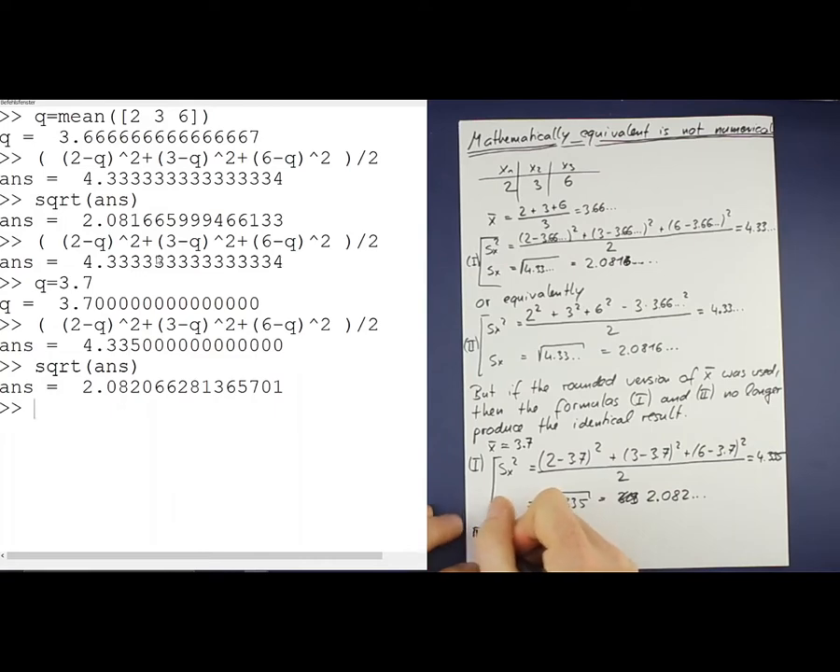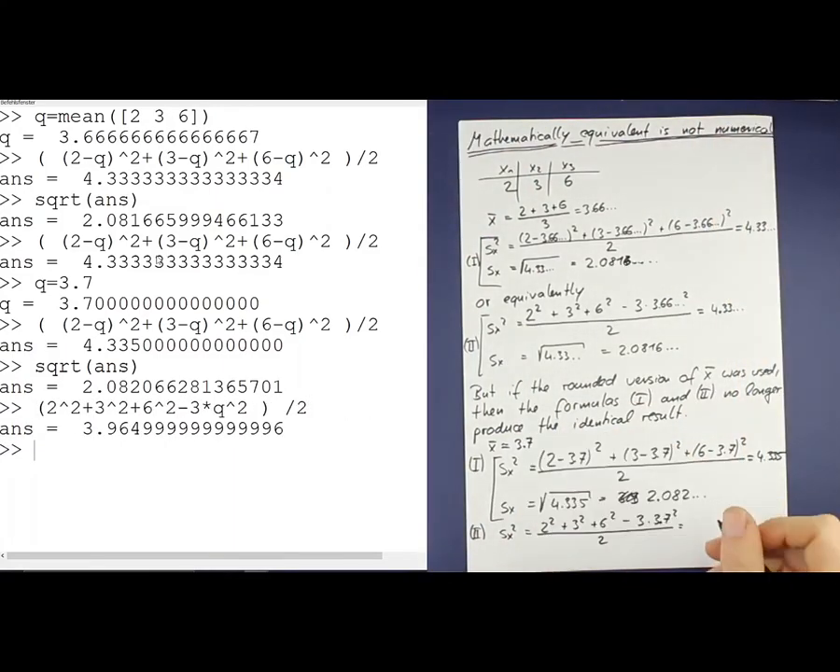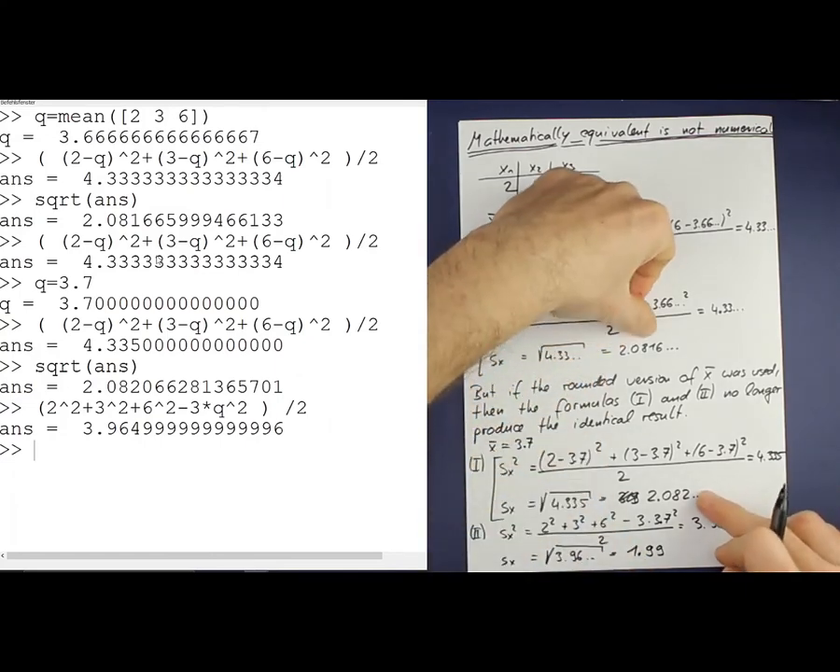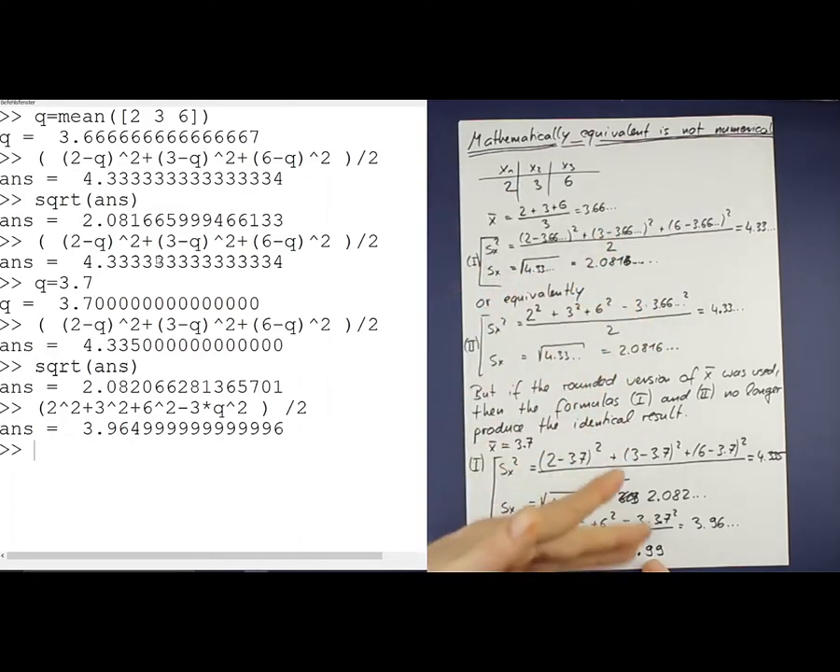And what do we get using the second formula here? This time we get 3.96, and the square root this time is 1.99. Okay, so the results are different. Which one is the better one? The better one clearly, obviously, is variant 1, and variant 2 is not completely bad, but away from the correct value.